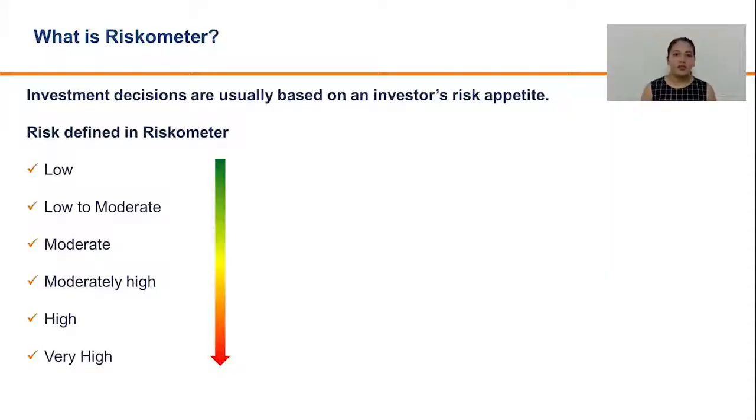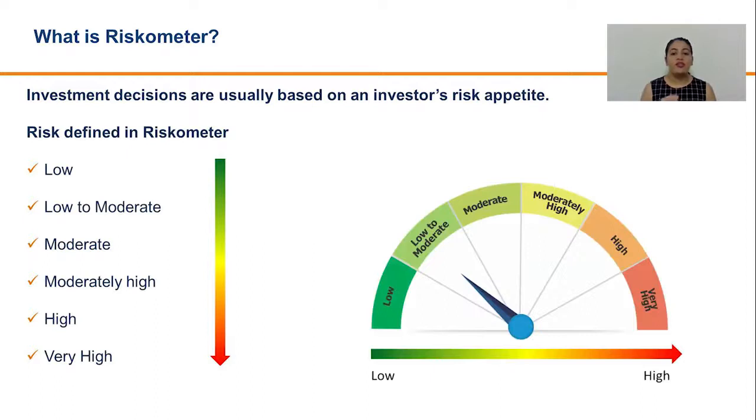But how to read these riskometers? Riskometers are defined on 6 parameters, from low to very high. Low means the portfolio has very low risk. Then it moves towards low to moderate, moderate, moderately high, high, and very high. For example, if you see the riskometer on the screen, you'll be able to see that the arrow is at low to moderate.